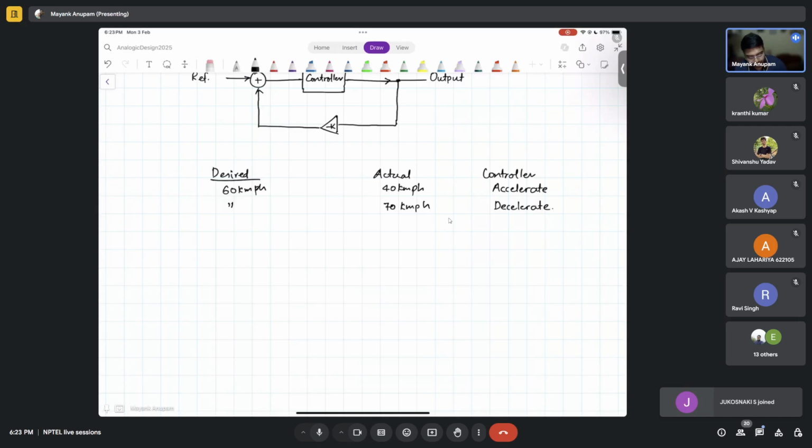So what is the negative feedback here? If someone asks you, tell me what is the overall control system here? Tell me which entity is acting as what. So what will you say? Your speedometer is what? That's a sensor, a sensing element. Correct.